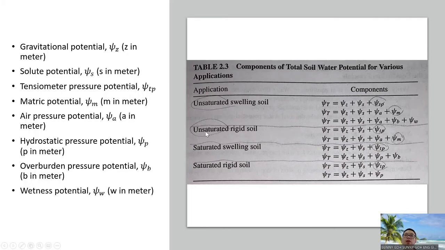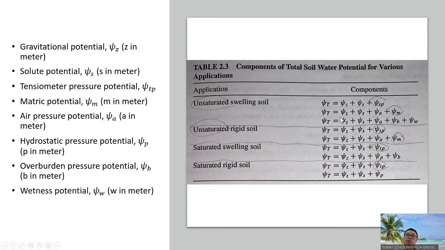Okay, so you can see the broad difference between them is that we still have this gravitational potential for all of them. We also have solute potential for all of them. If the water in the soil does not have solute, then this solute potential or osmotic potential can be neglected. If the soil has solute, then this solute potential has to be taken into account.